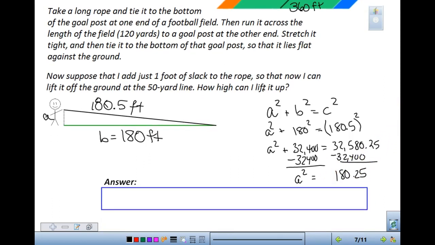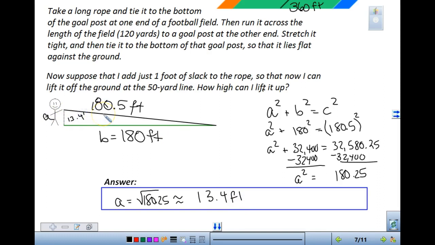The question is, what is the side length? So A has to be, not a perfect square, right? 180.25. Approximately, which two perfect squares is it between? 169, 196. So what do we get? About what? 13.4 feet. So this is 13.4 feet.